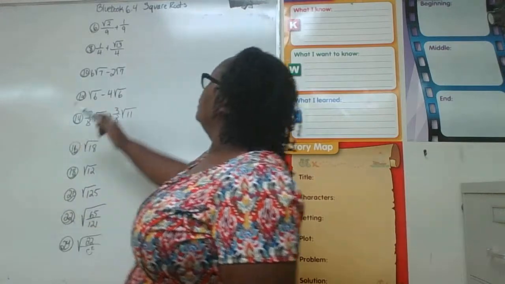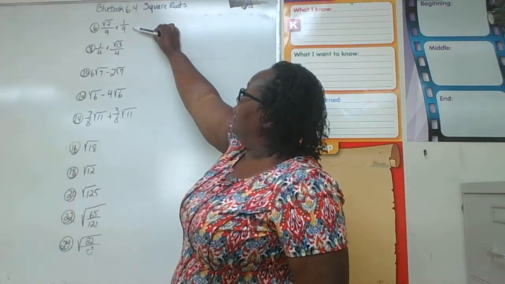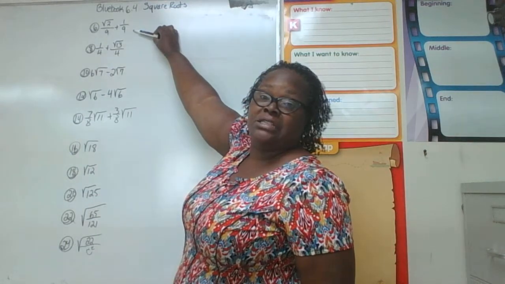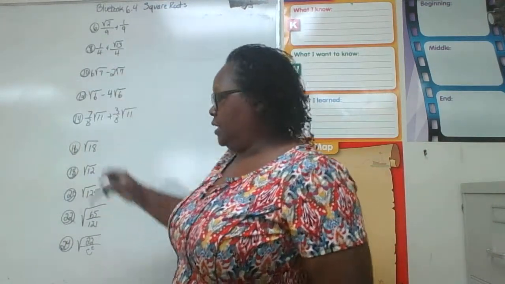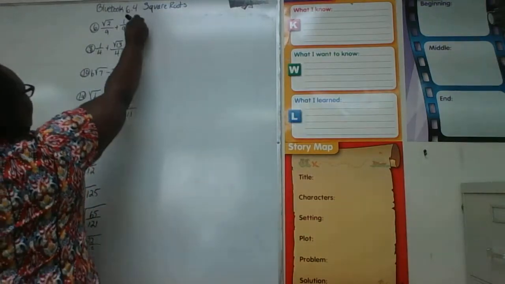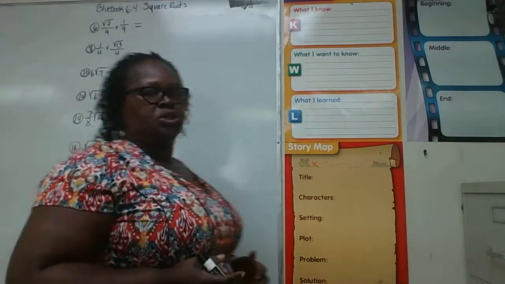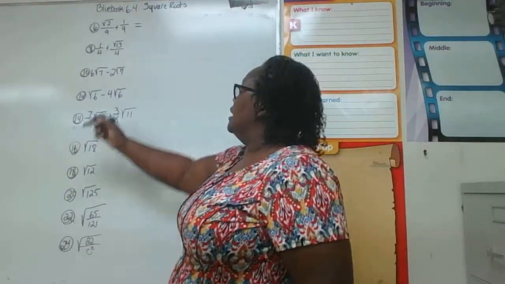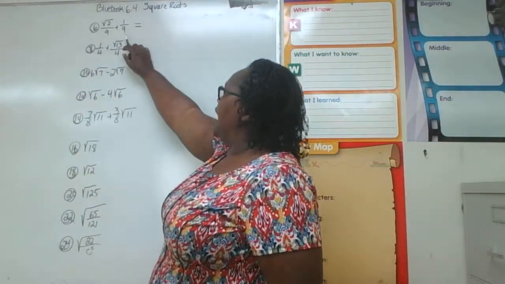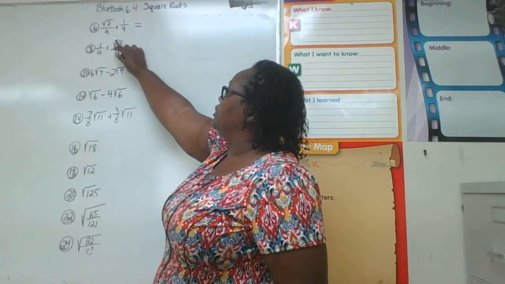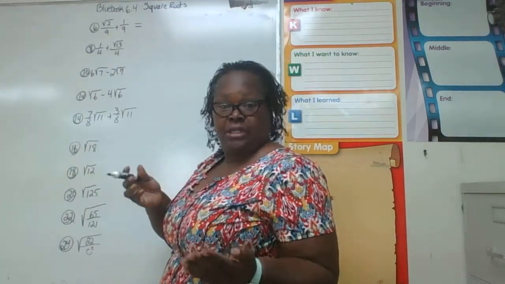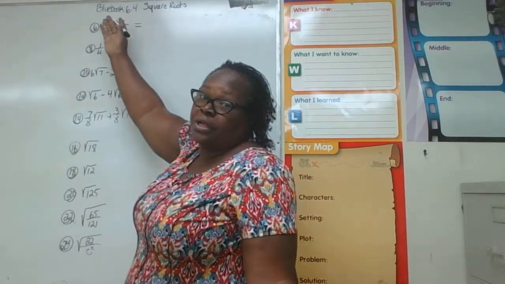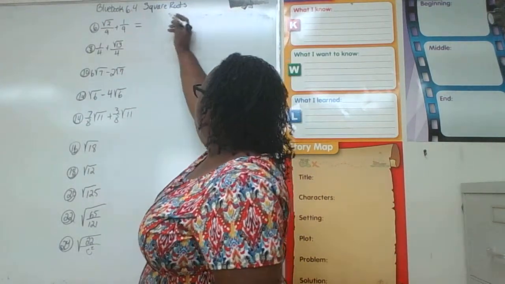Let's take a look. On the first one, we have the square root of 2 divided by 9 plus 1/9. So what happens is you treat square roots similar to fractions. If you have a denominator, you keep the denominator just as you would in adding fractions. Because these are fractions, it just has a square root in the numerator, so we keep that.